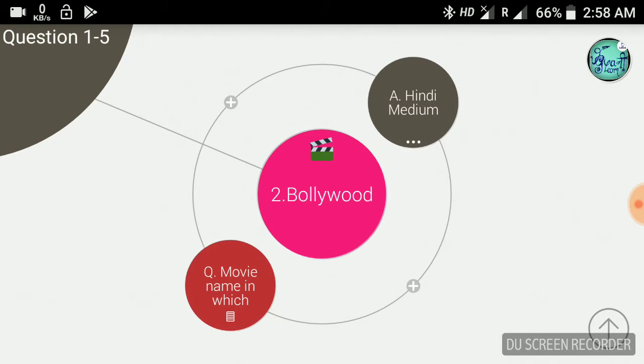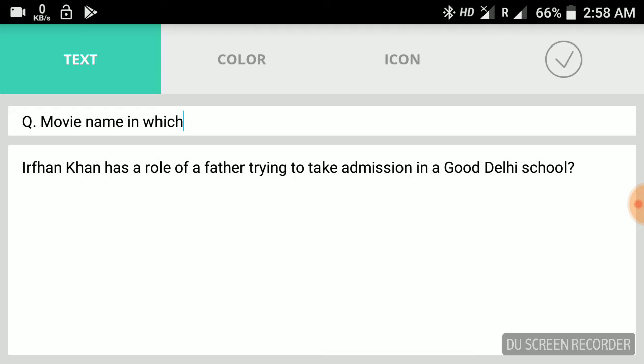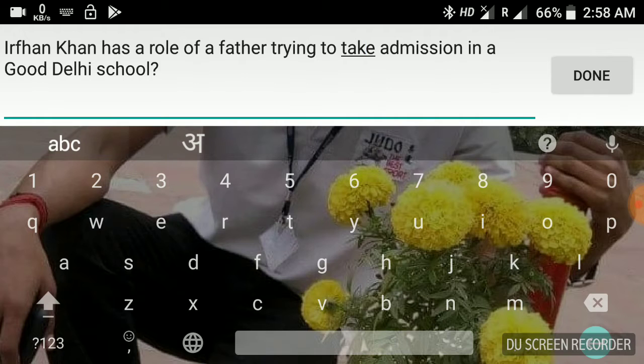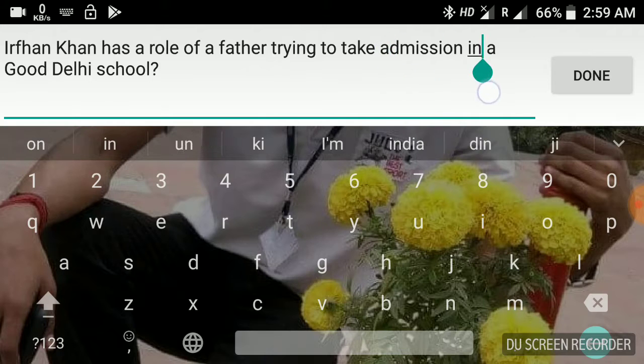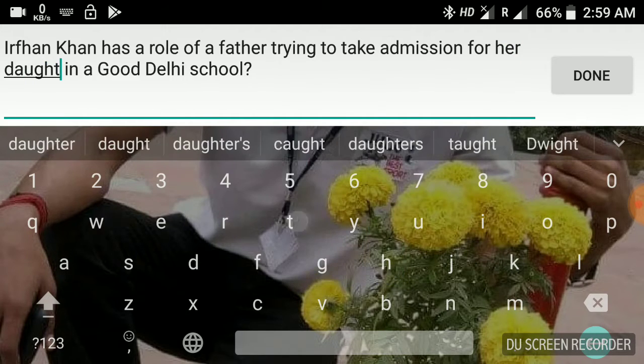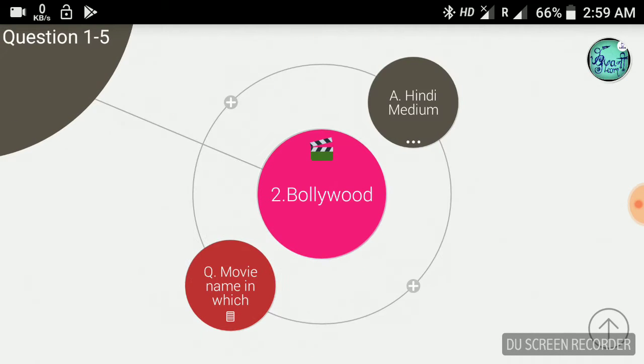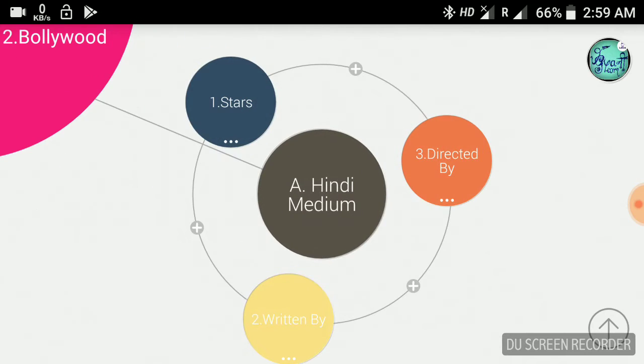So from the Bollywood section, they have asked: name the movie in which Irfan Khan has the role of a father trying to take admission for his daughter in a good Delhi school. What's the answer? I think you all know that the answer is Hindi Medium.